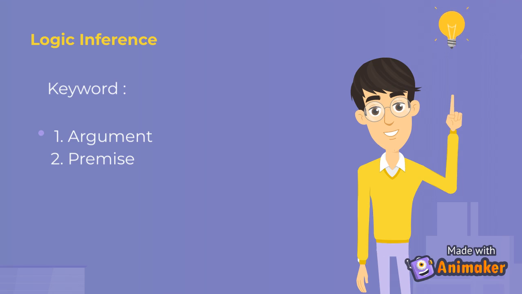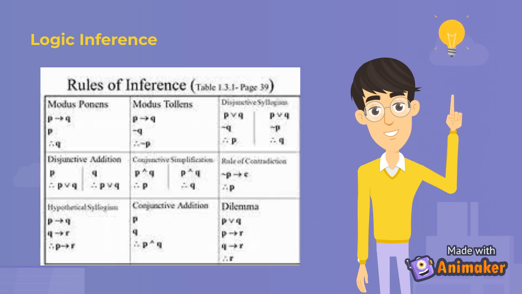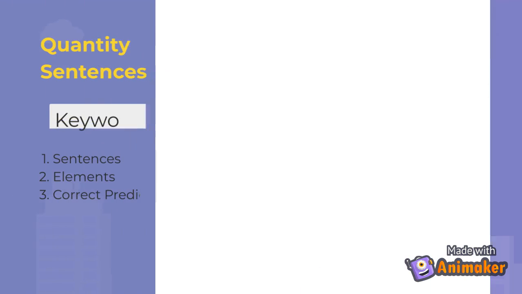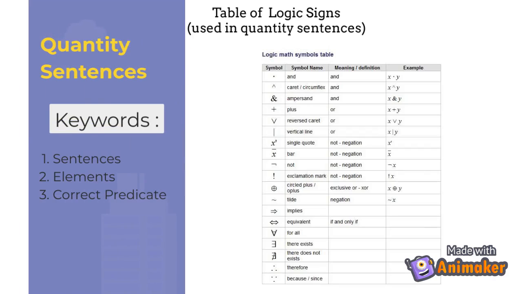Here we go. We are going to talk about the last discussion in declarative sentence. It's about logic inference. In logic inference, we are talking about argument. An argument is a set of sentences arranged as premises. So in order to make it clear for you guys, I will show you the table of logic inference so that we can know what a correct argument is. Well, that's all about declarative sentence. Now we are going to move on to the next discussion.